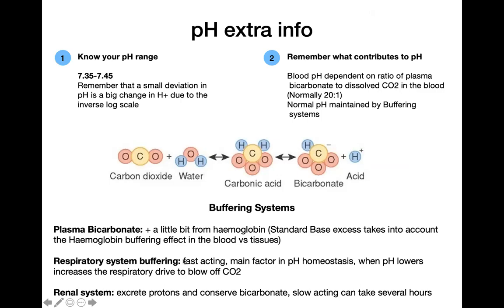So that's why when you get someone who has metabolic acidosis, you can see it in their breathing, because that's fast acting and allows compensation. It takes a little bit longer for the renal system to kick in. It can take up to several hours.